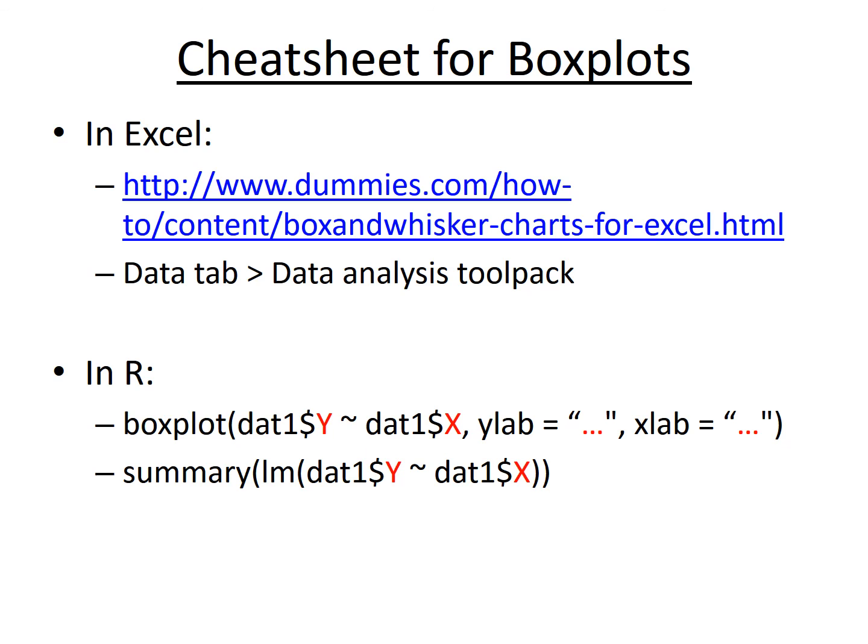In R, it's much easier to do this. You just use the boxplot function, and you'll see again, you tell it that, for example, your data is stored in the data1 object and in column Y. So the red there you need to replace with what your columns are called, and you give it an appropriate label for the X and Y axes. And that summary, open brackets LM, well, that'll run an ANOVA for you. So it's quite nice and simple to do.